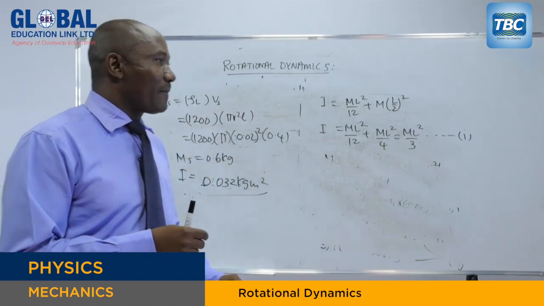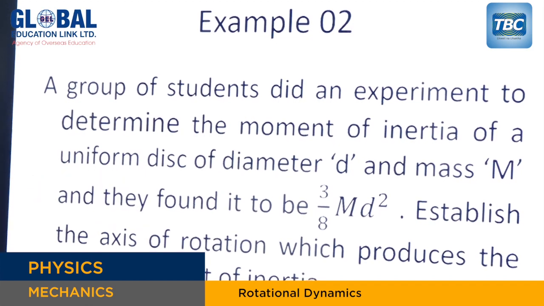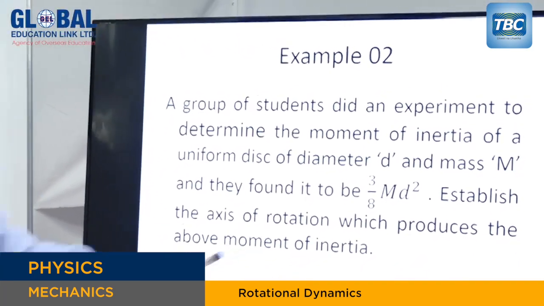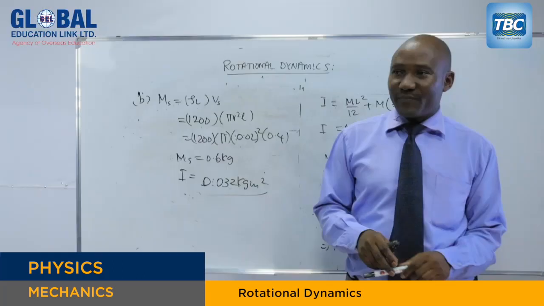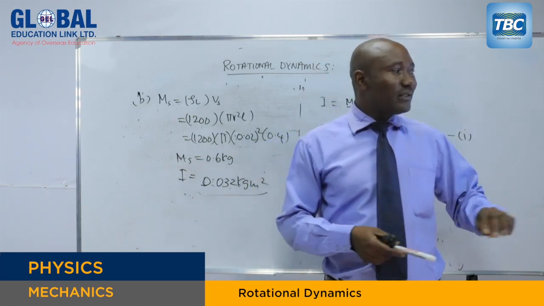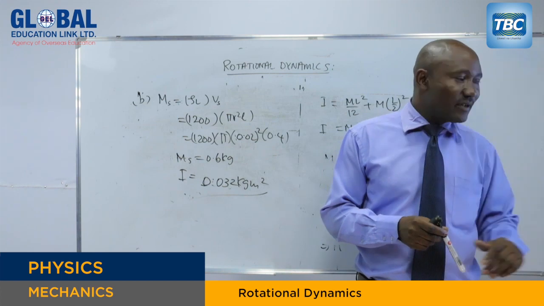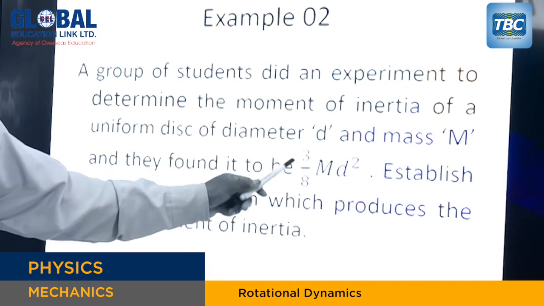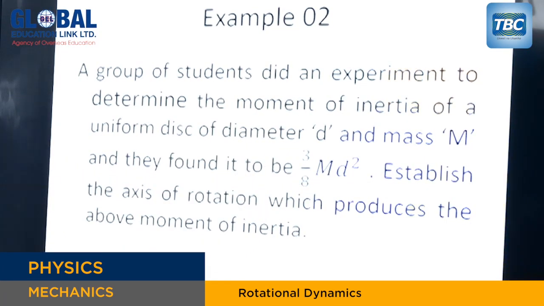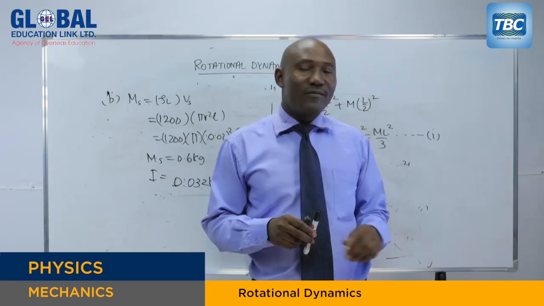Example number 2: a group of students did an experiment to determine the moment of inertia of a particular disk of diameter d and mass m. We don't know the axis of rotation. We are told they found the moment of inertia to be 3/8 md squared. Now the question is, establish the axis of rotation which produces the above moment of inertia.